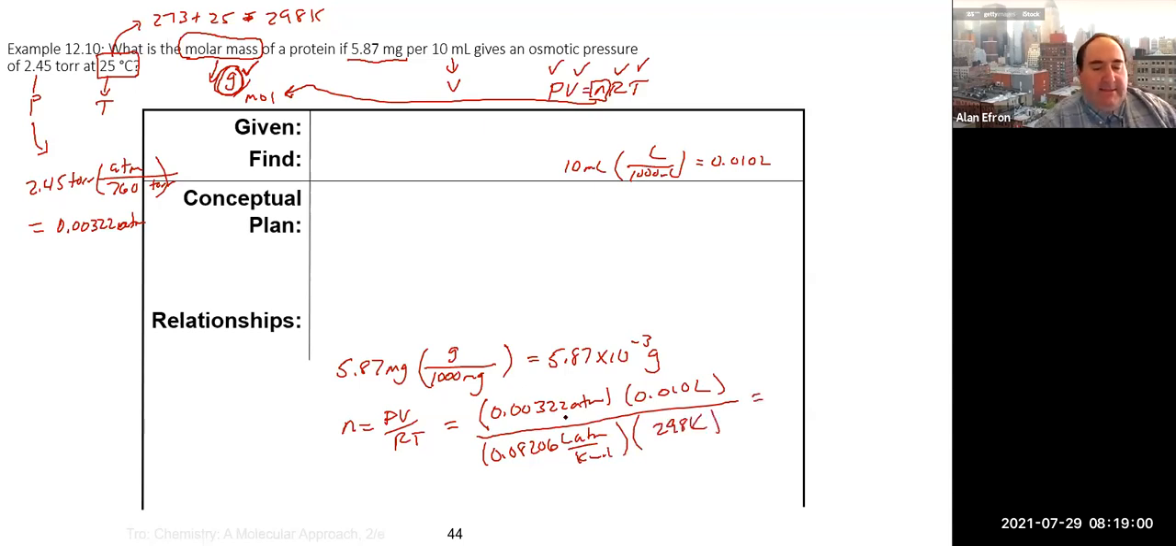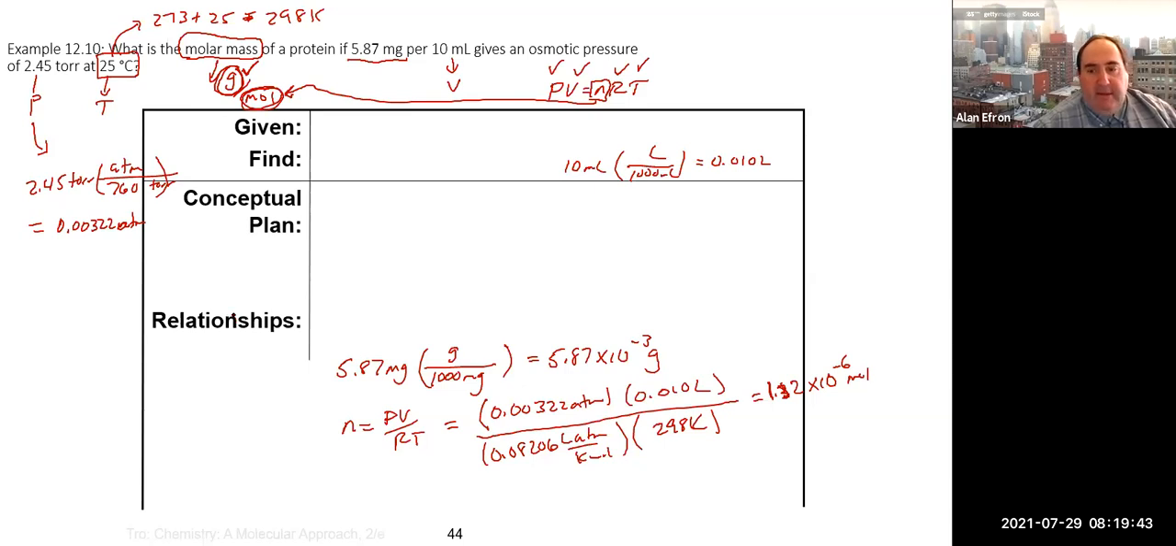Everybody's going to cancel out except for our moles, which is good. And that gets us that times that divided by this and divided by that. That gives us, let's see here, we'll go with 1.32 times 10 to the minus 6 moles. And again, that is now the bottom part that we need.